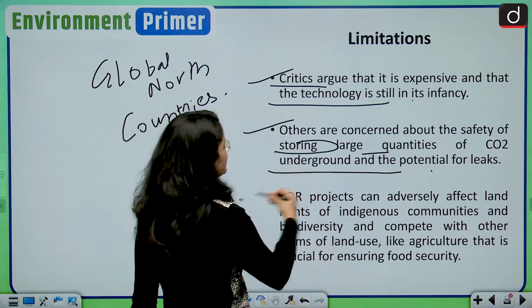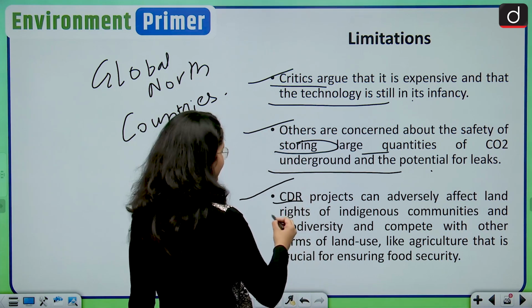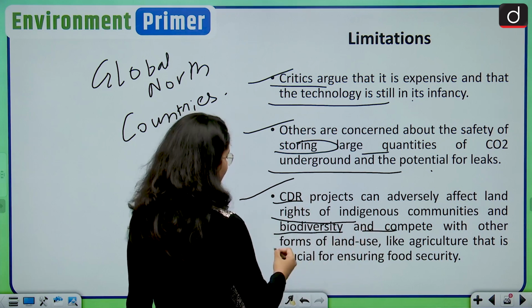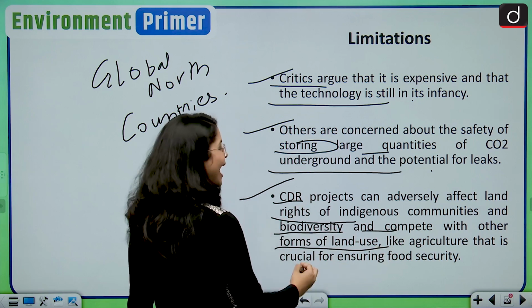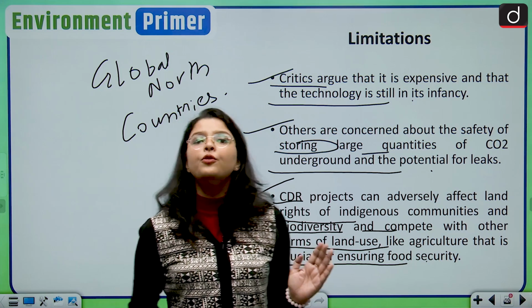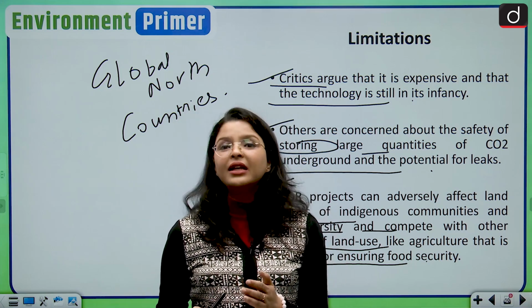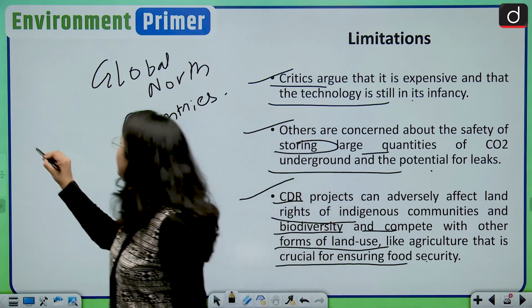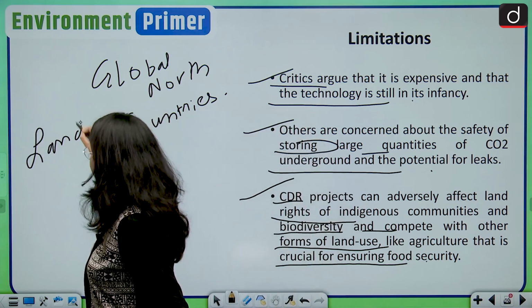Okay. Then CDR projects can adversely affect land rights of indigenous communities and biodiversity and compete with other forms of land use like agriculture, that is crucial for ensuring food security. So the biggest disadvantage of this CDR and CCS technique is that it is heavily dependent on land.